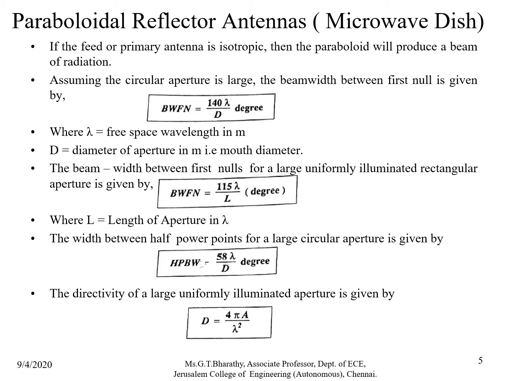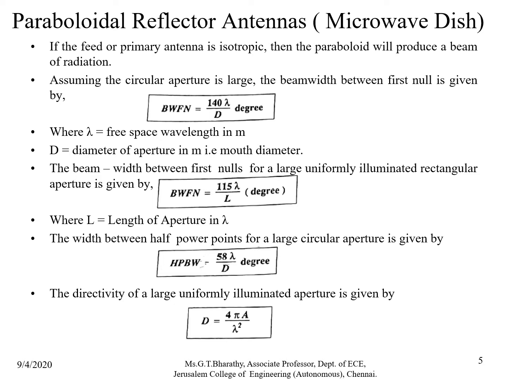Assuming that the aperture is a circular aperture, the beam width between the first nulls is given by the formula BWFN is equal to 140 lambda by D degrees, where lambda is the free space wavelength in meters, and D is the diameter of the aperture in meters, that is the mouth diameter, the opening diameter.